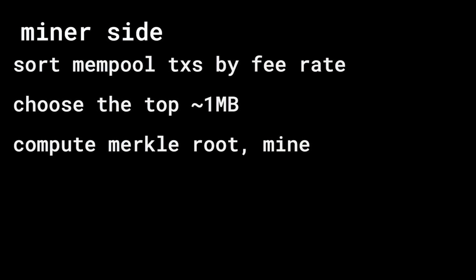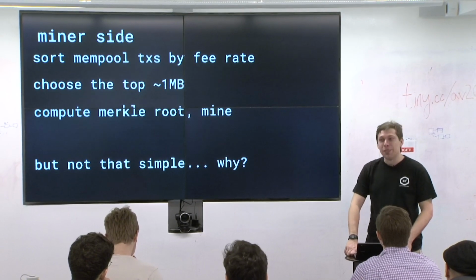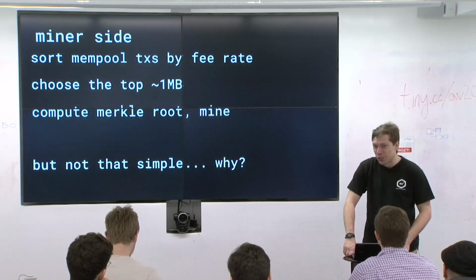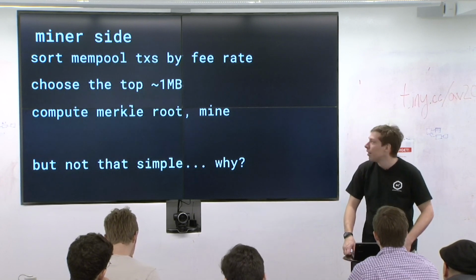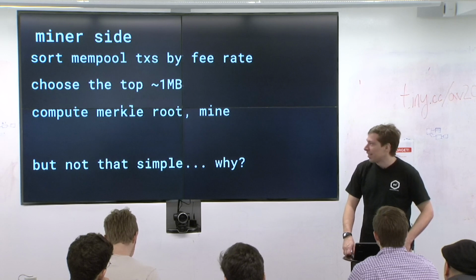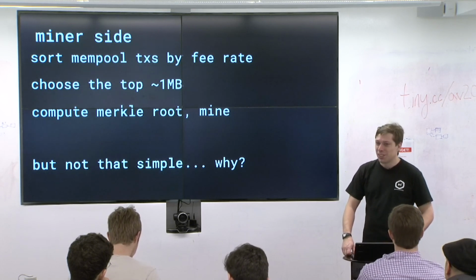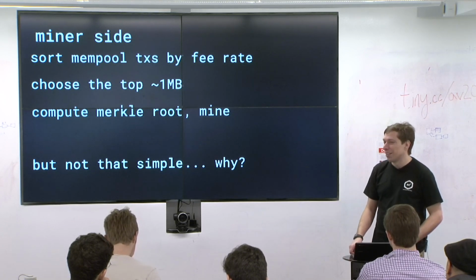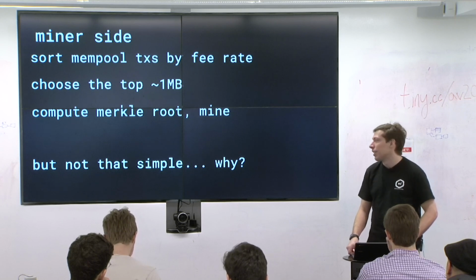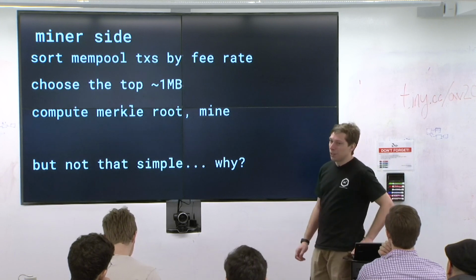Sort the mempool by fee rate, choose the top megabyte, compute a Merkle root, mine. Why is it not this simple? And I mean like in an algorithmic way. If you're just like, yeah, sort by fee rate, quicksort or whatever, that's super quick, and then mine. Why is it actually, complexity-wise, not, what is it, n log n for quicksort? It's definitely not n log n for the optimal. Although wait, quicksort's worst case scenario is n squared, right? So no, it's way worse than n squared. Anyway, any guesses as to why the algorithmic complexity of this is actually quite a bit worse?